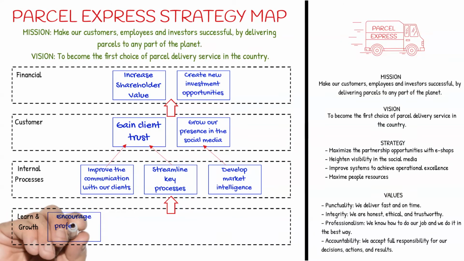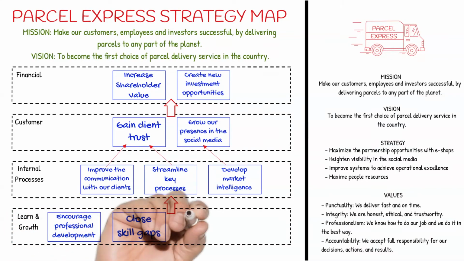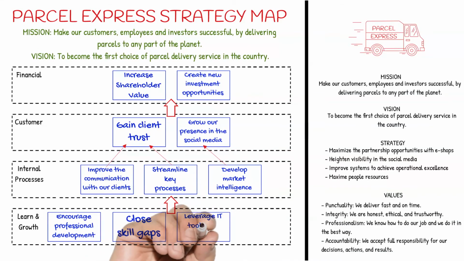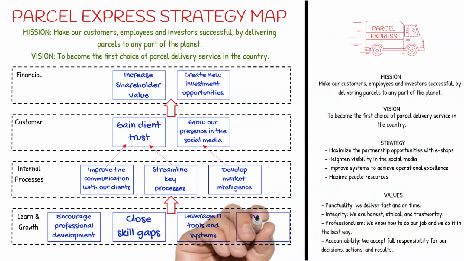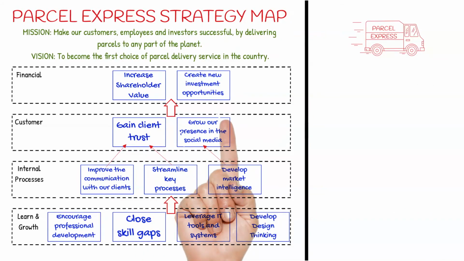The company understands that they have to encourage professional development. Also, they have to close all their skill gaps. They need IT tools and systems. And they believe that developing design thinking will provide an extra boost to their employees' productivity. As we saw earlier, each one of these strategic objectives has one or more performance measures, carefully designed to reflect the performance while achieving the objective.